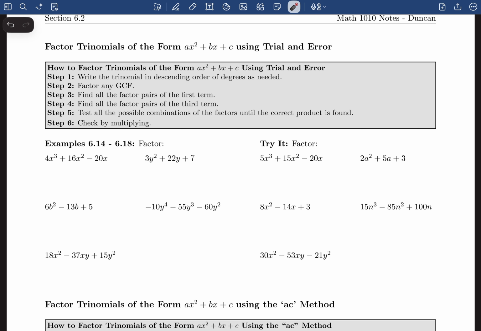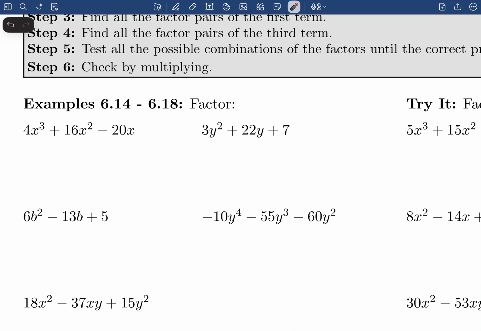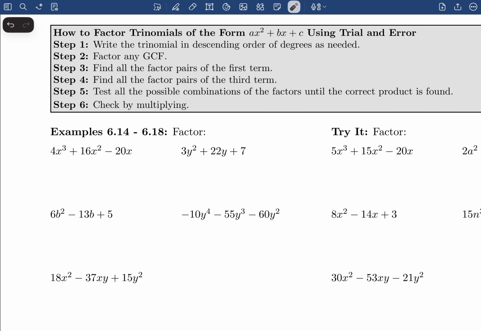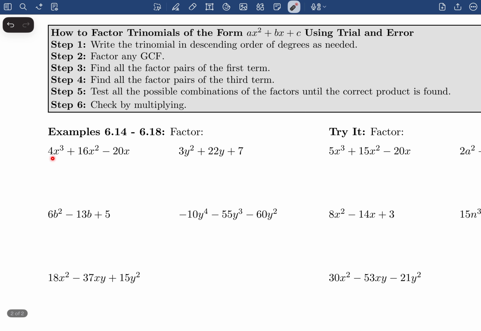All right, so here I have this trinomial, and we're going to follow this nice step process here. We're starting with 4x cubed plus 16x squared minus 20x. Now, make sure that the terms are written in descending order of degrees. So we look at the exponents. They're the degrees, 3, 2, and x to the first, 1. They're written in descending order of degrees.